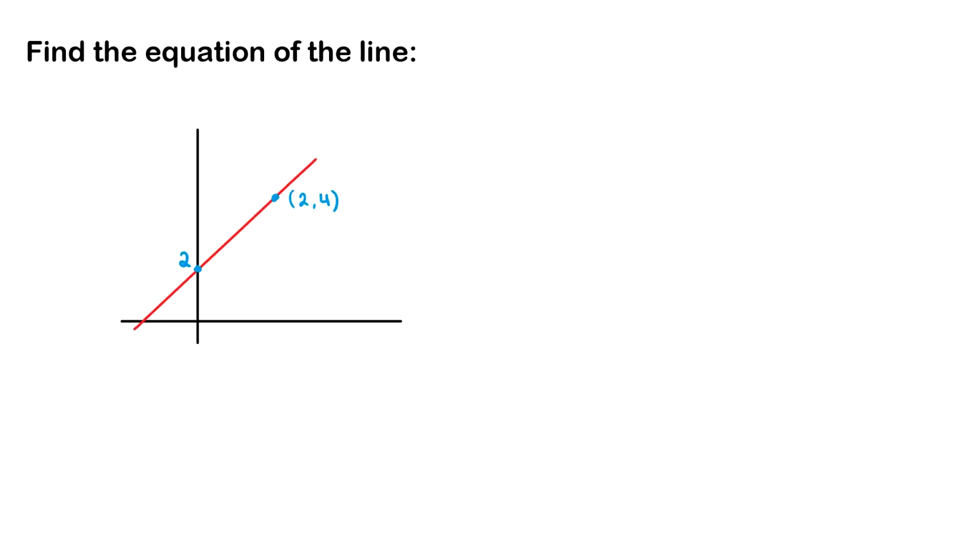So the first thing I like to do is pick 2 points on there and then write those coordinates down. So obviously we've already been given 2 coordinates, and the first one is 0, 2, and then the next one is 2, 4. All right, always label these as x1, y1, x2, y2.